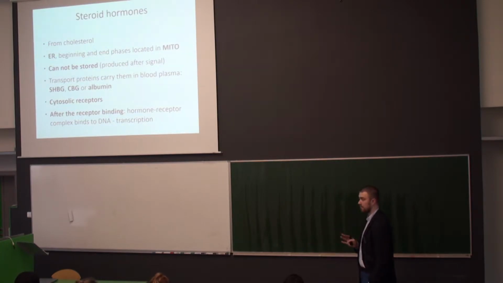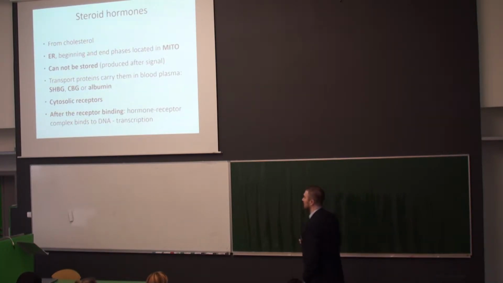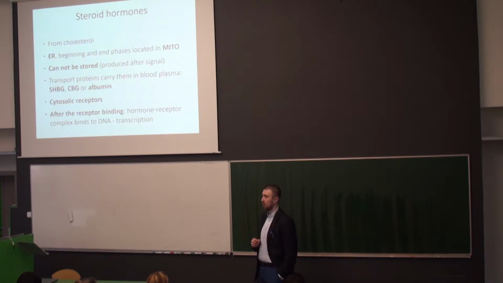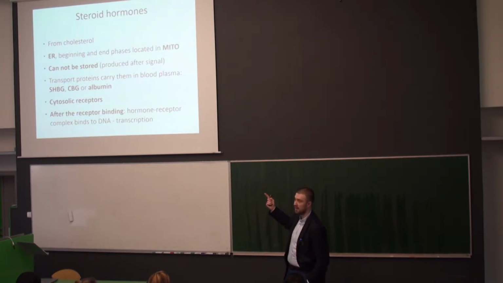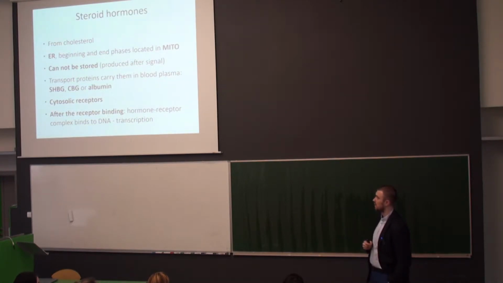Can you repeat the names? Sex hormone binding globulin and cortisol binding globulin, where BG means binding globulin, and the letter between means what it binds. So you, for example, have vitamin D binding globulin, or you have here cortisol binding globulin. Or you can have thyroid hormone binding globulin.